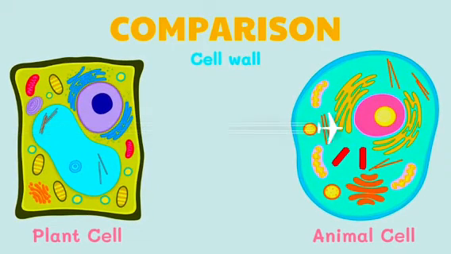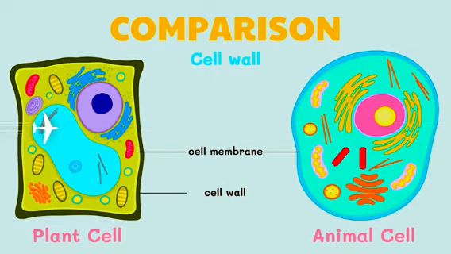Both plant and animal cells have a cell membrane, but only plant cells have a cell wall. In plant cells, the cell wall surrounds the cell membrane. This gives the plant cell its box-like shape. This also allows plants to remain strong and stand upright even if they grow to great heights.